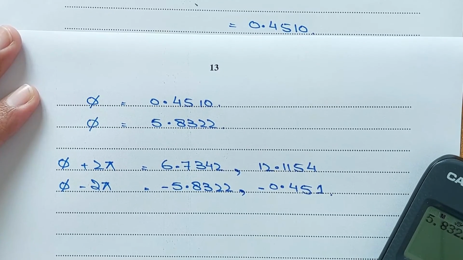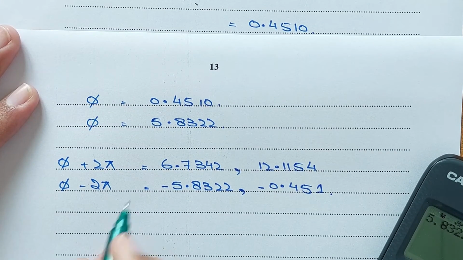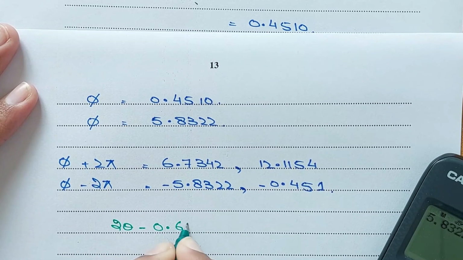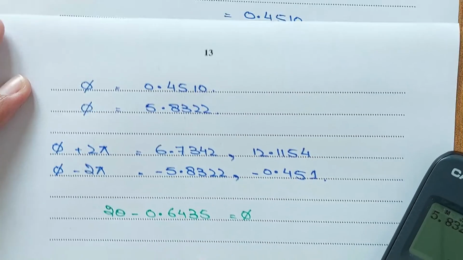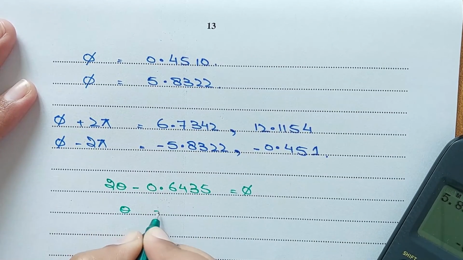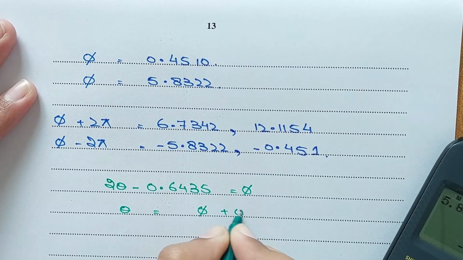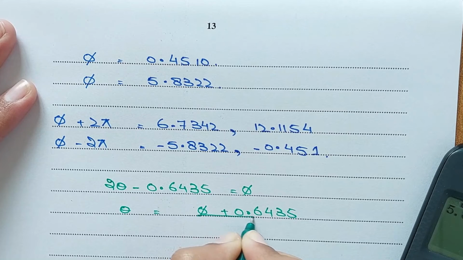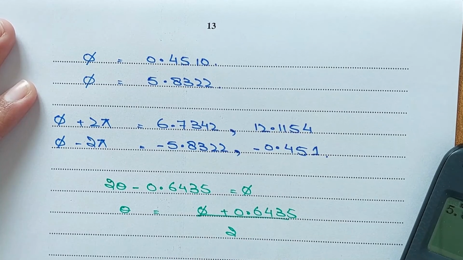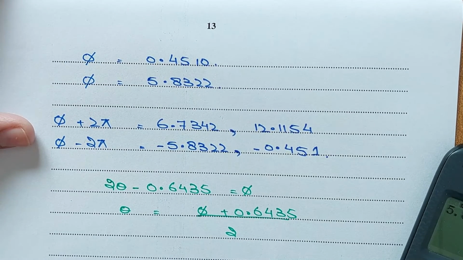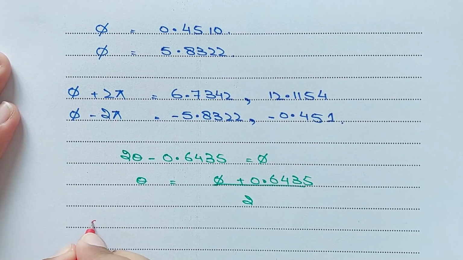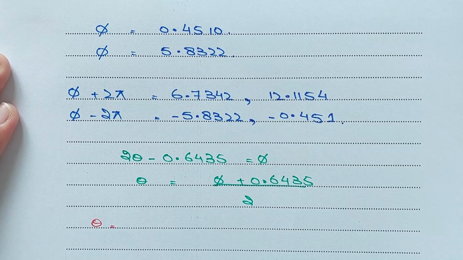Okay, now let me solve for theta. So we have the phi value. If 2 theta minus 0.6435 equals phi, then what is the theta value? Theta equals phi plus 0.6435, divided by 2. Right, so we'll get theta. Let me find all the values of theta. Now you can see we have 6 values of theta. So we need to check which one is the smallest.